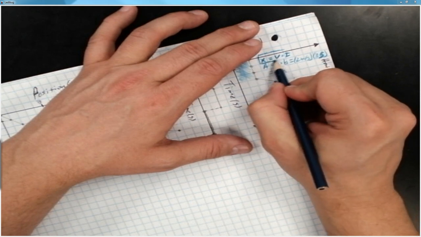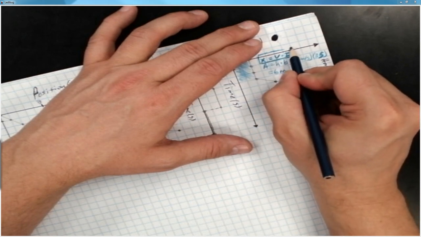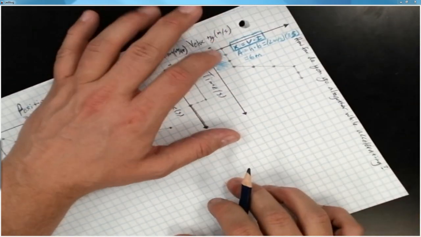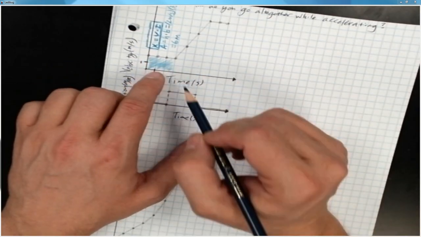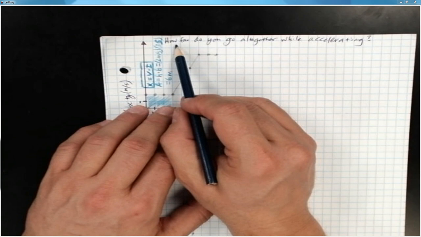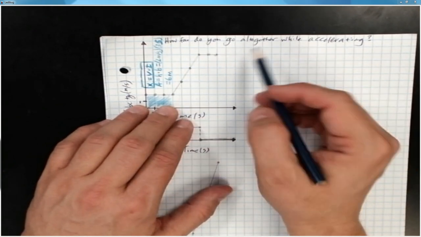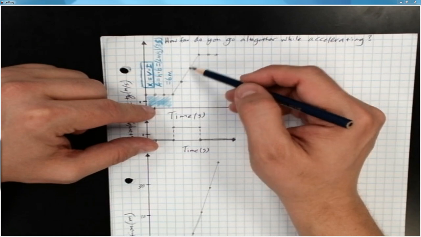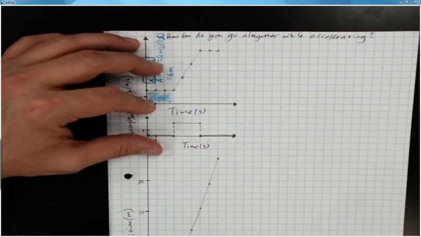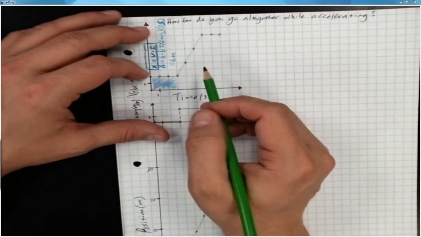And this is how far you would go if you are not speeding up or slowing down. So if we were not accelerating, we would go this distance. But my question is, how far would you go altogether while accelerating? And the only time I'm accelerating is right here. Here's the next part of my argument.